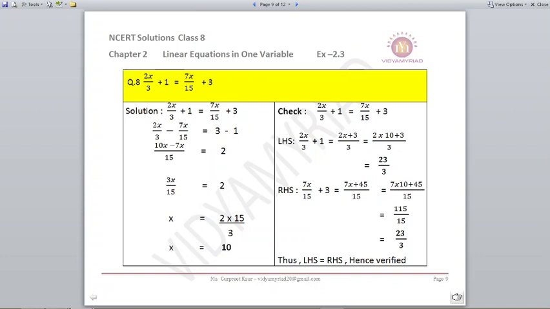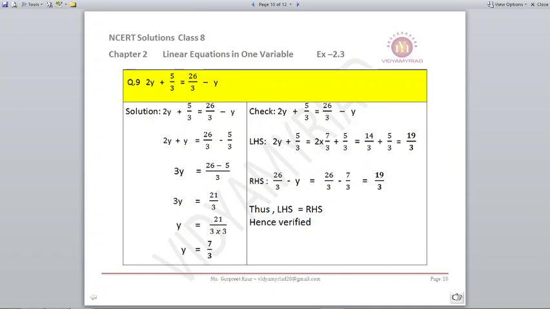Now this 10 we will put on the left hand side and the right hand side. In the left hand side you have 2x upon 3 plus 1. When you solve this you will get 23 upon 3. For your right hand side you have 7x upon 15 plus 3. When you solve this you will again get 23 upon 3. So your left hand side is equal to right hand side.